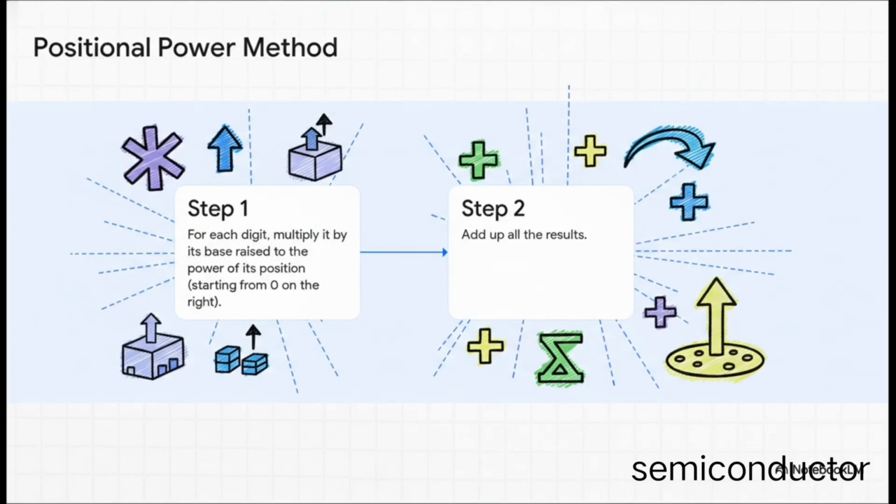So what about going the other way? How do we translate from computer speak back into our familiar decimal numbers? Well, for that, we use the positional power method. And this is where that master key concept, positional notation, comes right back into play. We just multiply each digit by its positional value and add it all together.